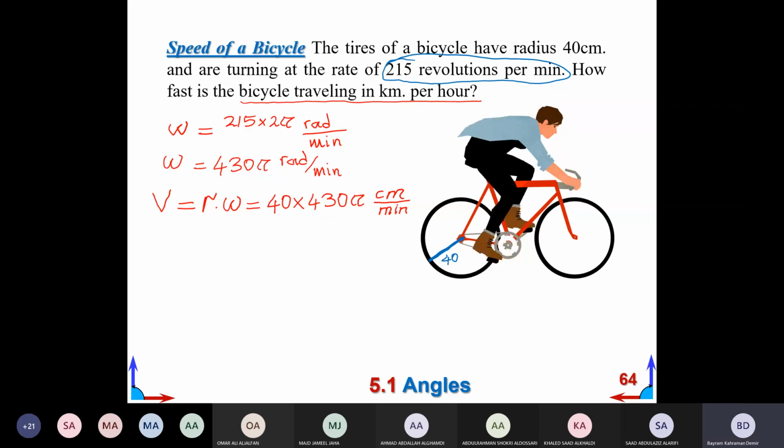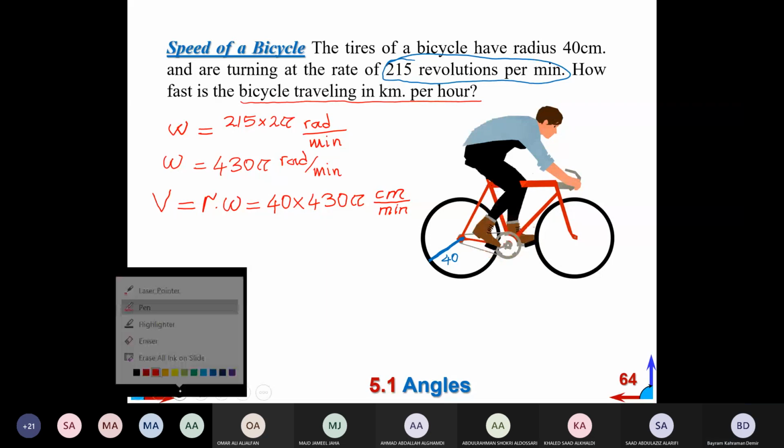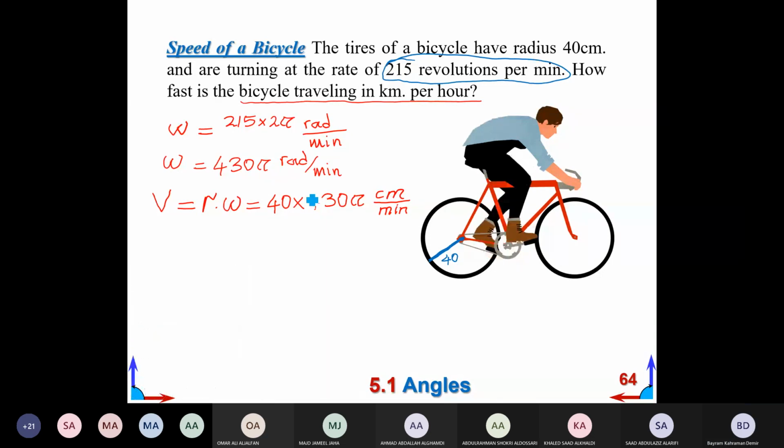Centimeter per minute. What happened to radian? Radian is gone. There was radian here. Now there is only centimeter per minute, Shabab.